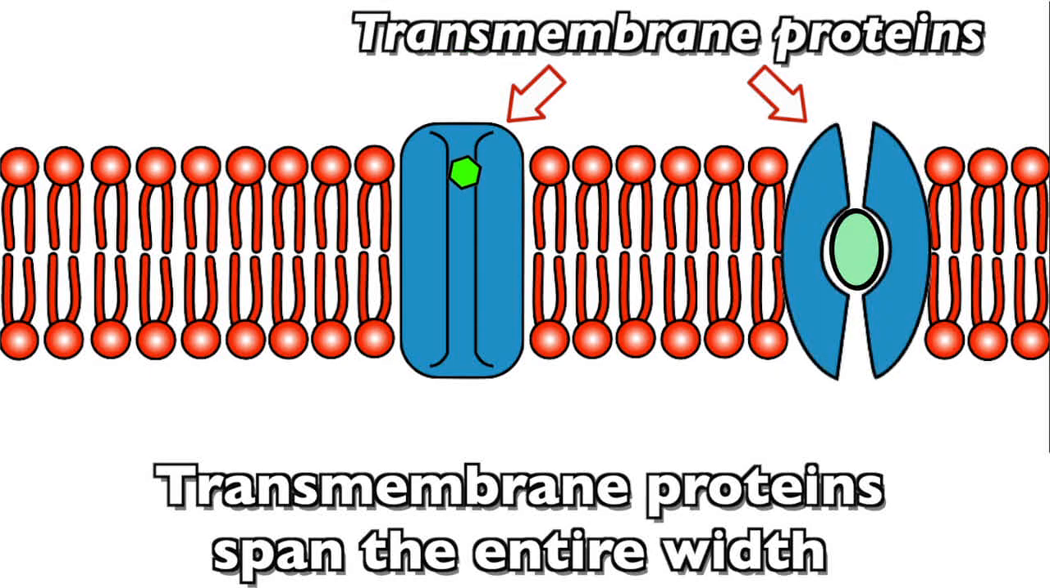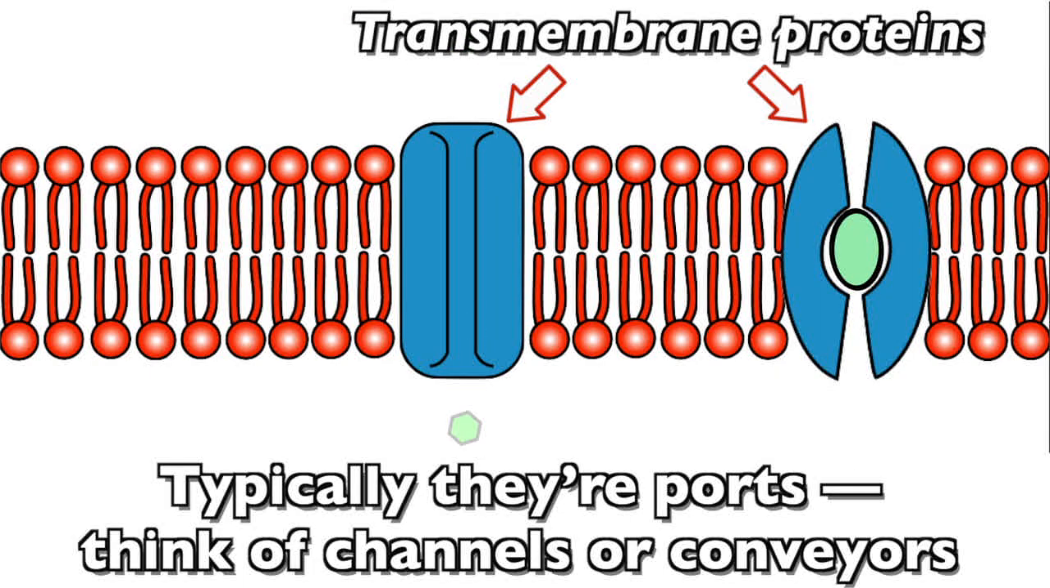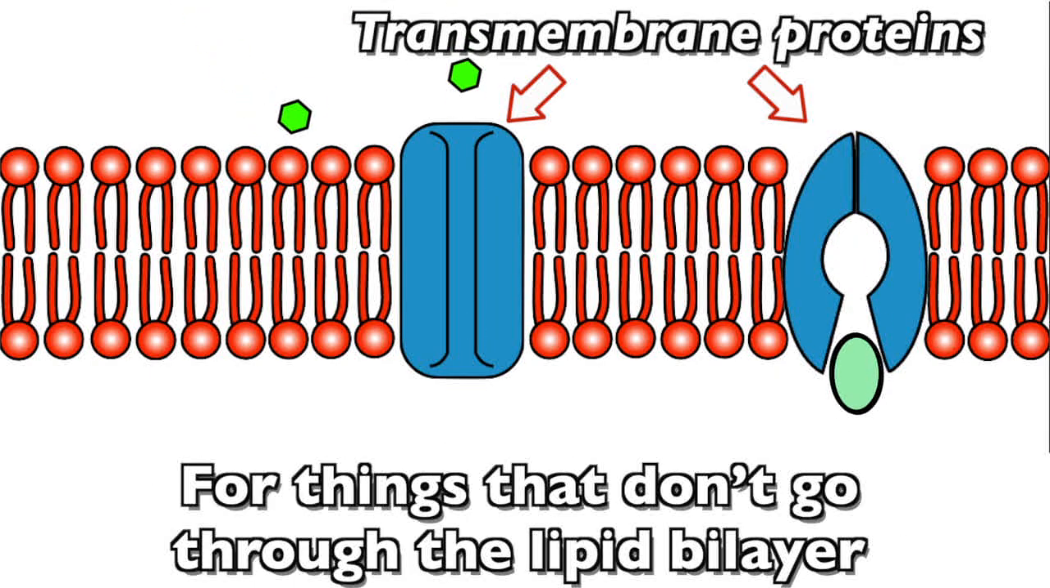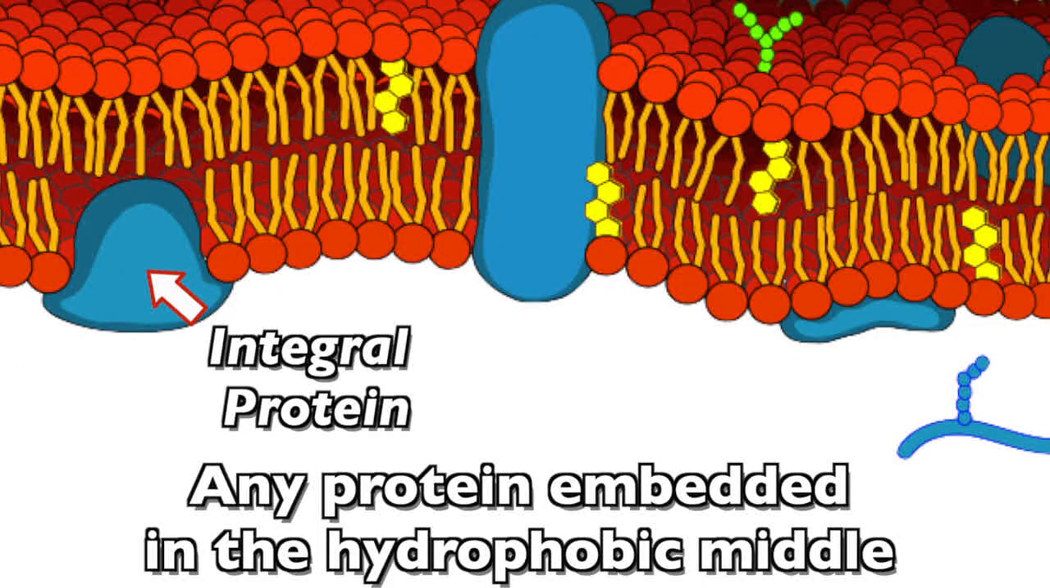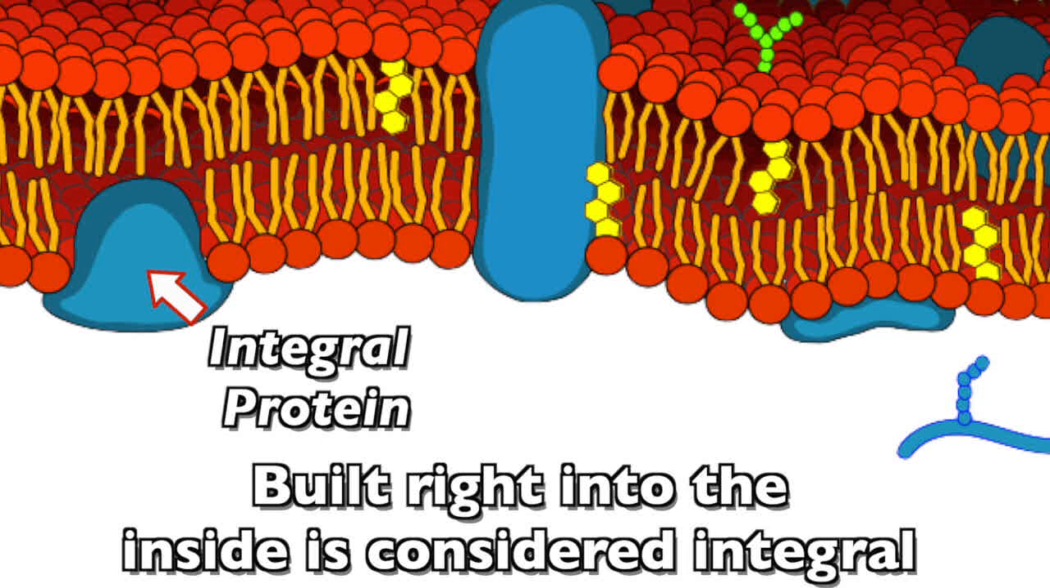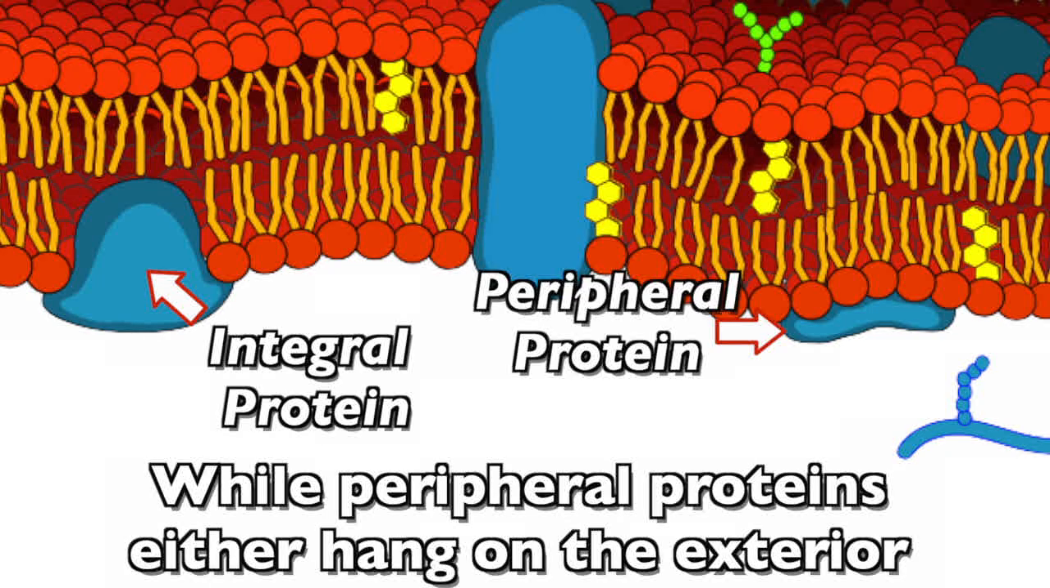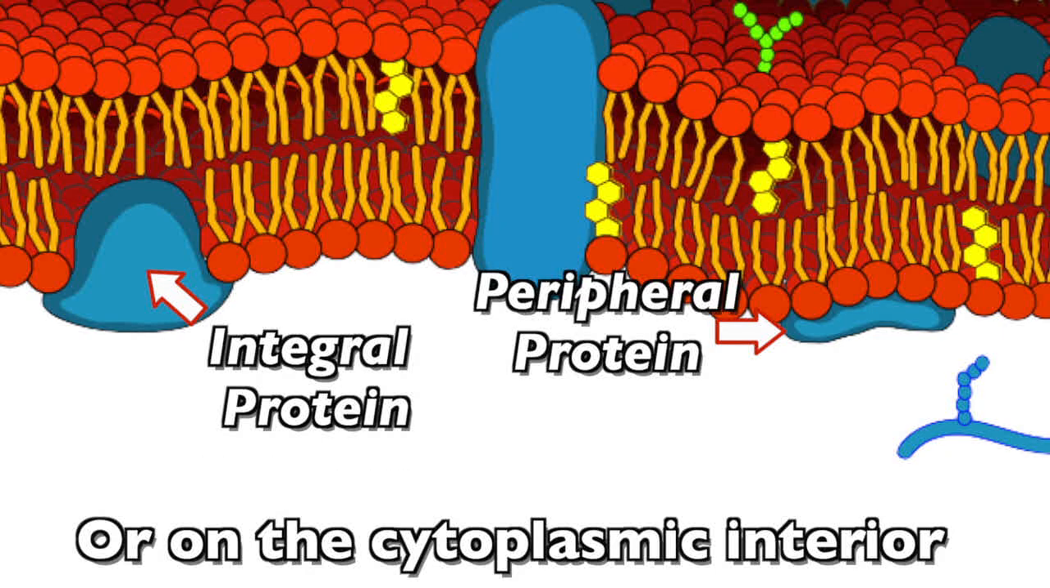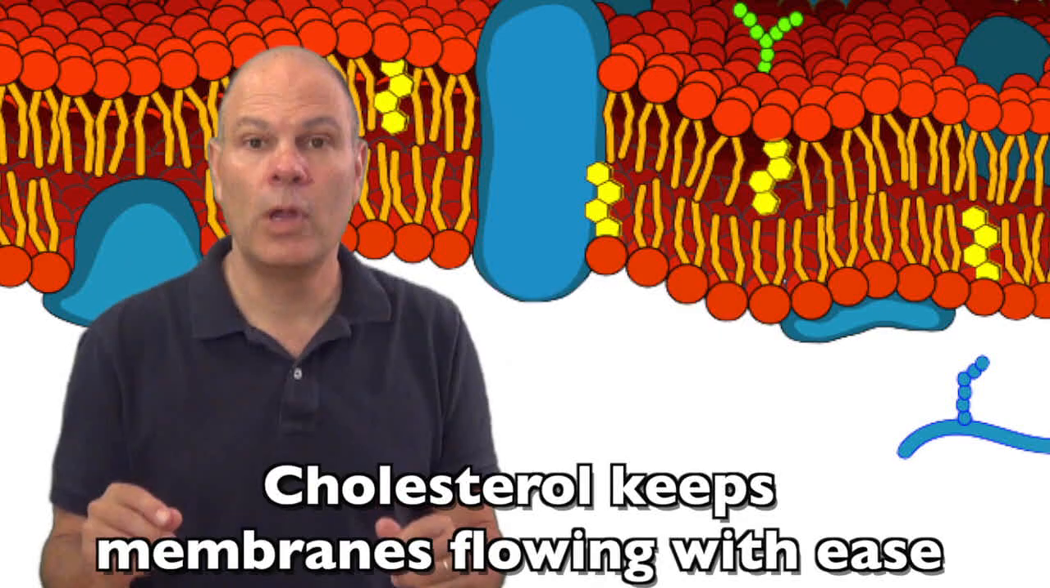Transmembrane proteins span the entire width. Typically they're ports, think of channels or conveyors for things that don't go through the lipid bilayer. Any protein embedded in the hydrophobic middle, built right into the inside, is considered integral, while peripheral proteins either hang on the exterior or on the cytoplasmic interior.